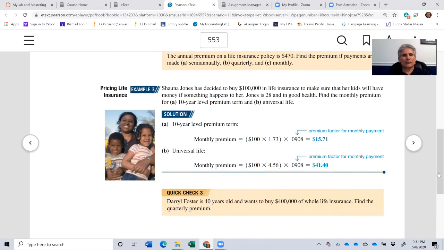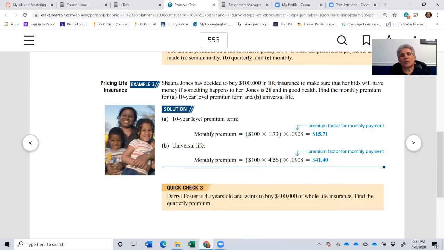And then example number 3, Shauna Jones has decided to buy $100,000 in life insurance to make sure that her kids will have money if something happens to her. Jones is 28 and is in good health. Find the monthly premium for a 10-year level premium term and universal life. So we're going to go back first to those tables and figure out what her premium would be, what her factor is. Let's see, 1.73 for 10-year term. Let's go back to the table.